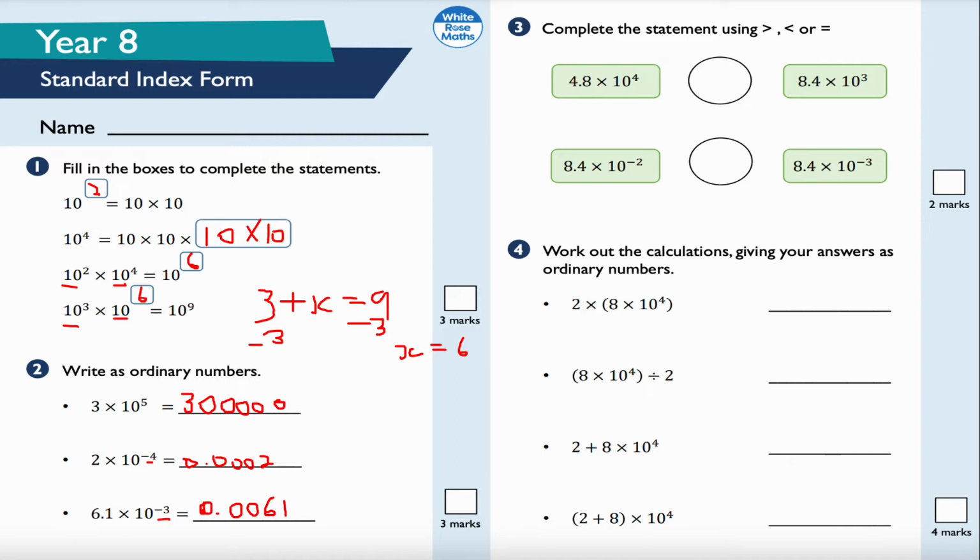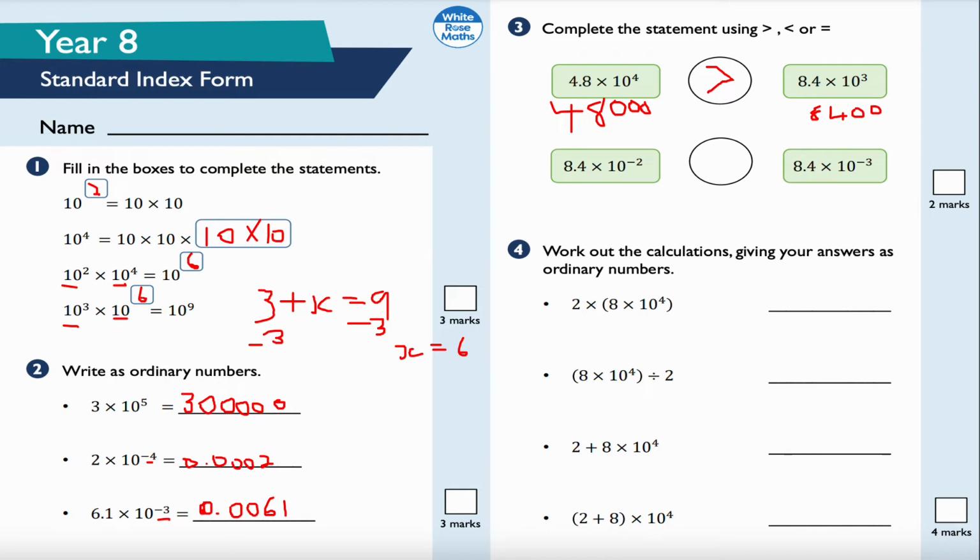Complete the statements using greater than, less than, or equal to. 4.8 times 10 to the 4 and 8.4 times 10 to the 3. Well, I know that they are not going to be equal because I've got 84 here. So that's going to be 8,400. That's going to be 48,000. 1, 2, 3, 4. So 48,000 is greater than 8,400, looking at our place values.